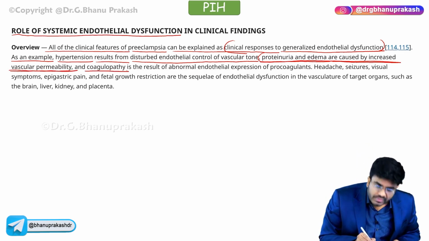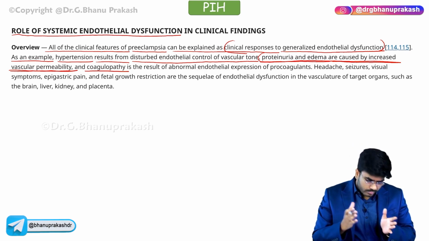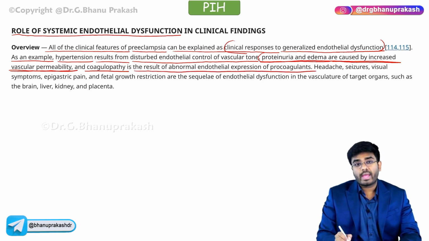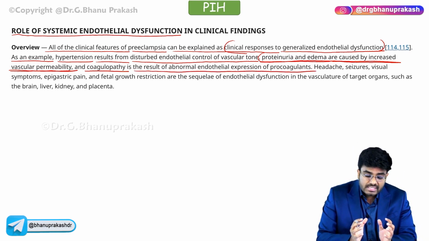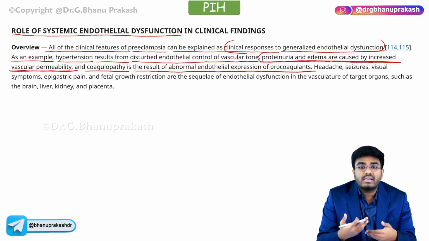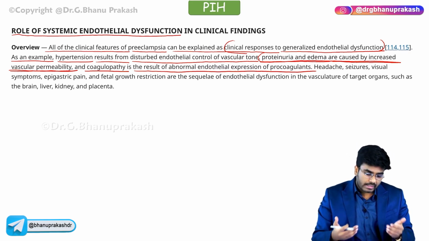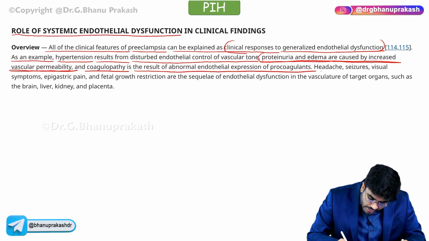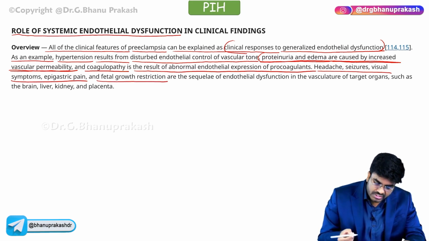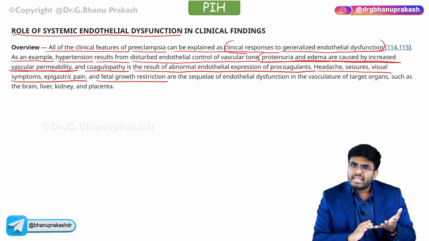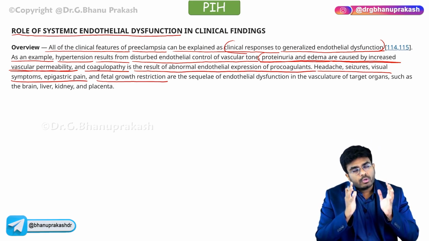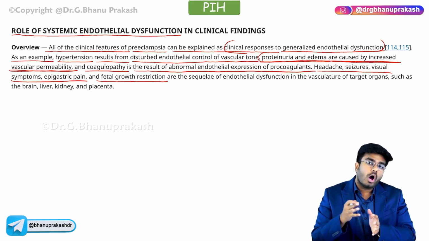And coagulopathy: a patient with preeclampsia can go into coagulopathy. It is a result of abnormal endothelial expression of procoagulants. Because of the damaged endothelial cells, these damaged endothelial cells are going to express the procoagulants, and that can favor the coagulation cascade to happen. That leads to coagulopathy. And we have also seen that headache, seizures and visual symptoms, epigastric pain and fetal growth restriction can all be seen. Headache can be there, visual disturbances. Why all this? All of this is because of endothelial dysfunction in the respective organs.